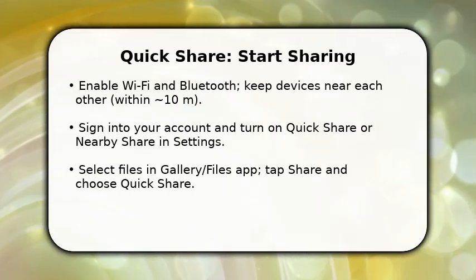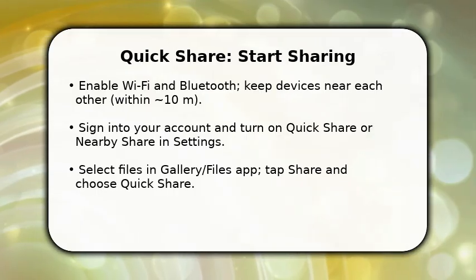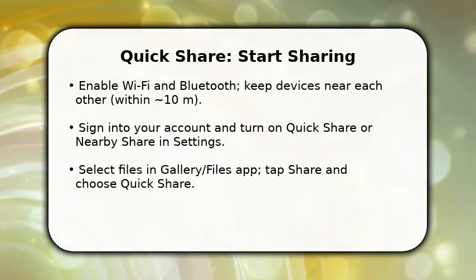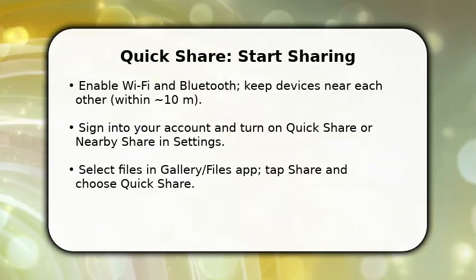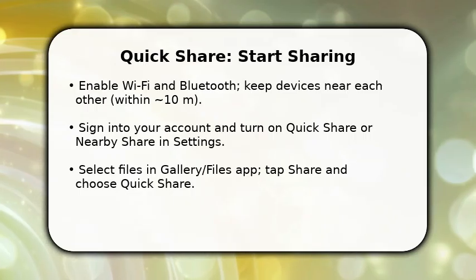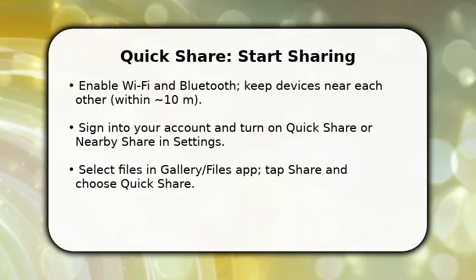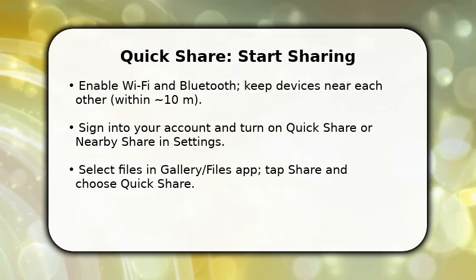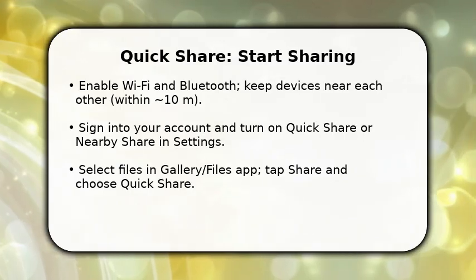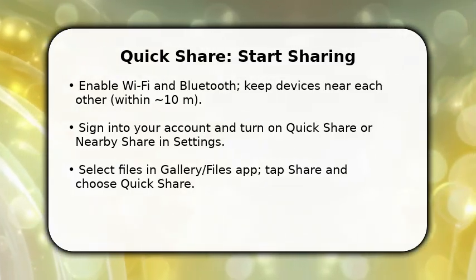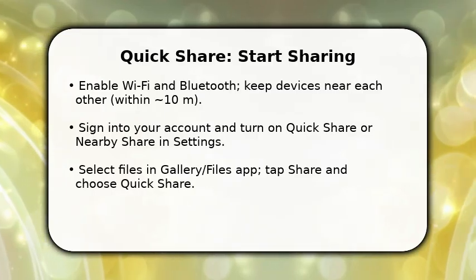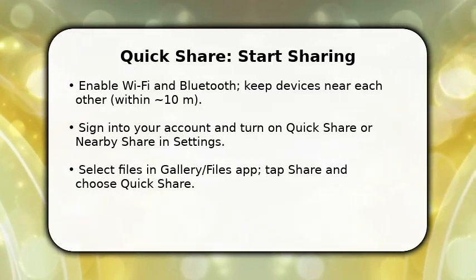You open QuickShare now, do not wait. Enable Wi-Fi and Bluetooth so devices discover each other, because discovery is the core of fast transfers. Once done, make sure QuickShare or Nearby Share is enabled in Settings and you're signed in. This authorizes device pairing. Then select the files you want in the Gallery or Files app, hit Share, and pick QuickShare. This starts the handshake, so stay attentive to prompts on both devices to move to the next stage.